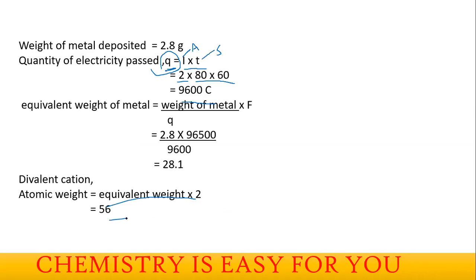I hope you understood. When the weight of metal deposited is given, you first calculate the quantity of electricity, wherein the current should be in ampere, time should be in seconds, and the quantity of electricity would be given in coulombs. Then the equivalent weight of the metal can be calculated from the weight of metal deposited, Faraday's constant, divided by the quantity of electricity. Then see whether the cation is monovalent or divalent or trivalent. According to that, you find the atomic weight from the equivalent weight. So that is the answer here.